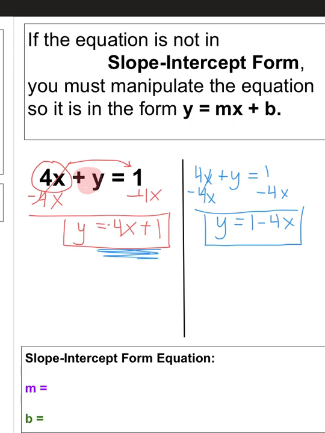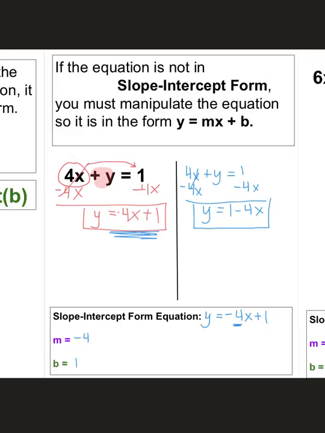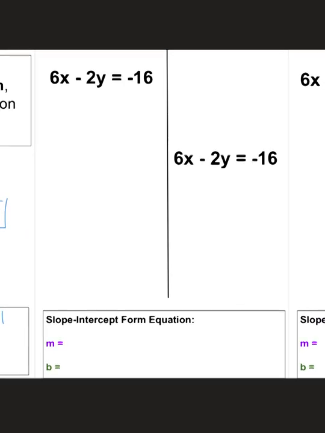Now, if I look below, I have my breakdown. So what is my slope-intercept form equation? Well, that's going to be y equals negative 4x plus 1. Break it apart into my m and my b. Remember, my m, my slope, is with the variable x, so my slope is negative 4, and my y-intercept is a positive 1. Now let's take a look at the next example.